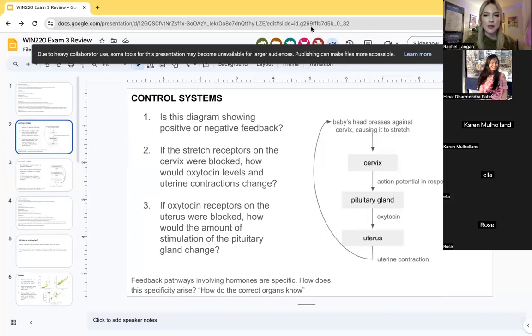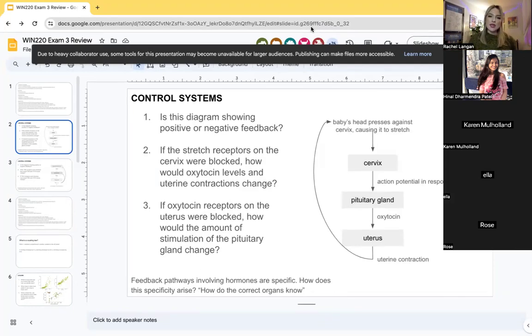So you should recognize this as being a positive feedback loop because the initial change, which is the baby's head pressing against the cervix, initiates a response that causes more of that change. The baby's head continues to press against the cervix. And this is how contractions in the uterus happen and how babies come out. So this is positive feedback.